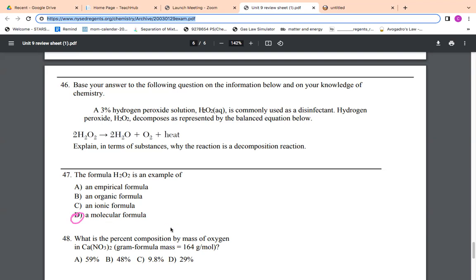Number 48. What is the percent composition by mass of oxygen in calcium nitrate? So they're being nice. They're telling us the total mass, that's 164. We just need to know what's the total mass of the oxygen in the compound. I can see that there's 6 of them, and each oxygen weighs 16. So that is 96 grams in total from the oxygen. So 96 over 164 times 100. And we should end up with about 59%. So calcium nitrate is 59% by mass oxygen. Okay. 2 more.